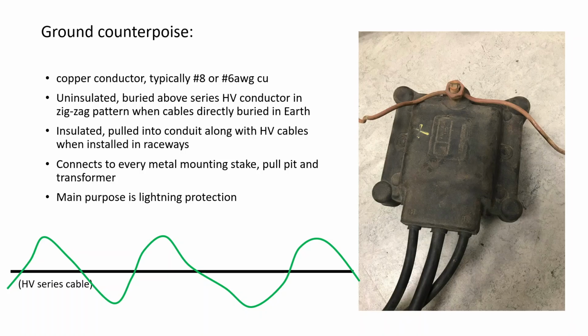Now, the purpose of this is for lightning protection, so that we don't fry everything in the system when lightning strikes the ground, but it's also used as the bond for the PVC pipe that the high voltage is drawn within, and it connects to every one of the metal mounting stakes, the pulpit, and also the transformer on a split bolt that you can see here that is mounted in the end.